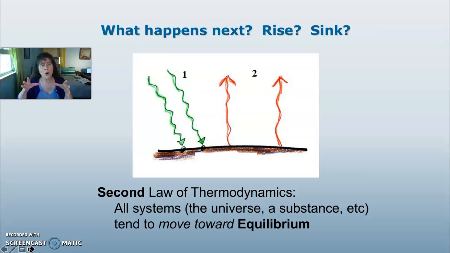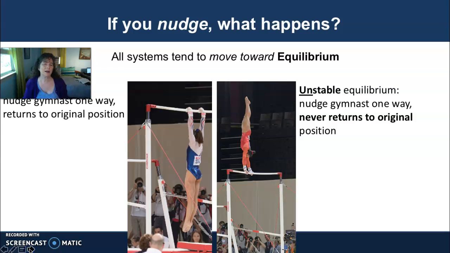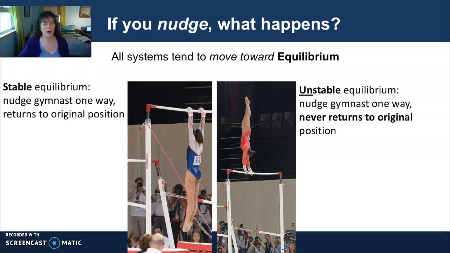To look into this, we have to go back and review the second law of thermodynamics, which says that all systems tend to move toward equilibrium. Equilibrium in energy, equilibrium in temperature. And what I want to talk to you about is the idea of stable equilibrium versus unstable equilibrium. You can think about a gymnast when you think about this. Let me move this up so you have a little bit more to read.